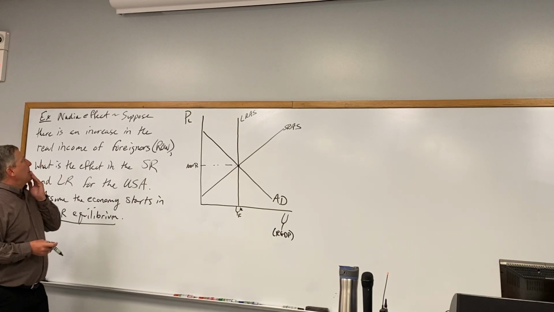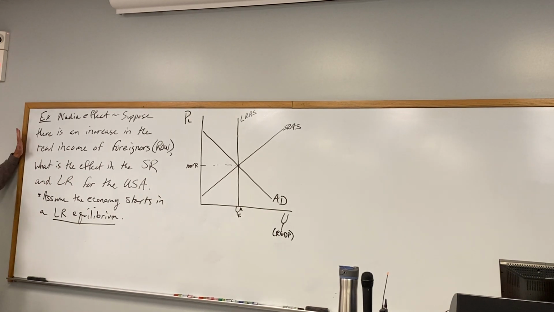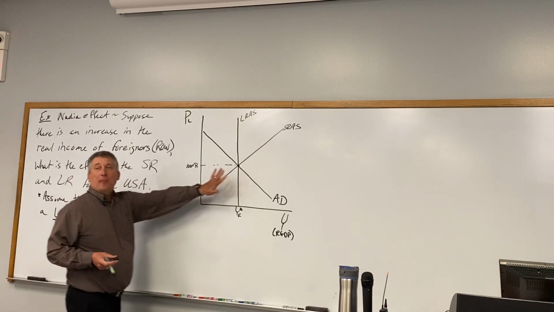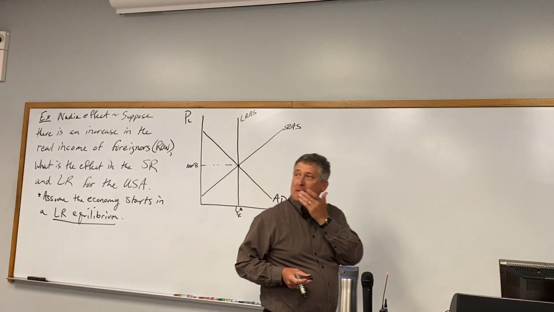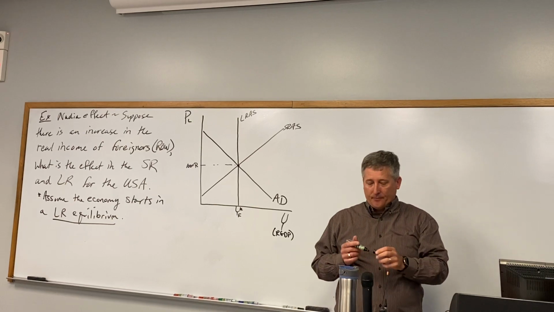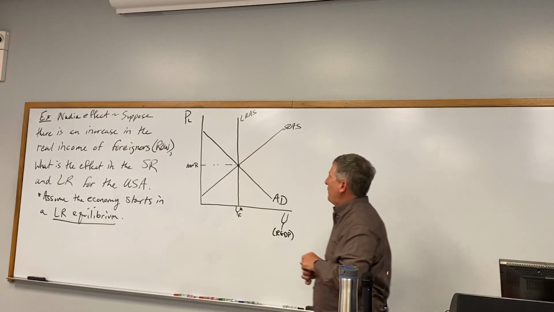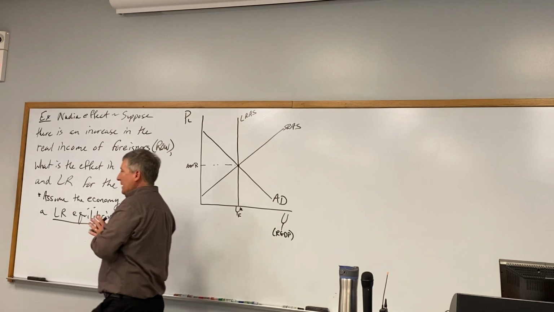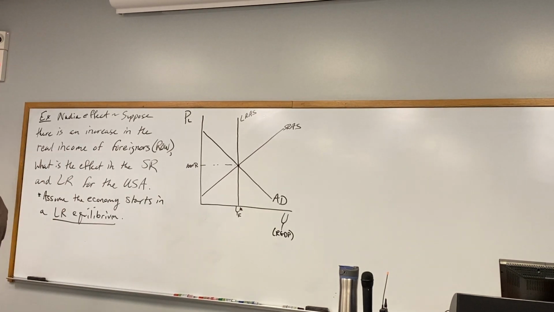Okay, so now, with the Nadia effect, what happens here? An increase in foreign income. So the real income, the rest of the world's getting richer. What's going to happen? Let's go to somebody other than Nadia, since she's got the Nadia effect down pat. She found it in her notes. So from yesterday, you should have it in your notes. What did you get, Tim?